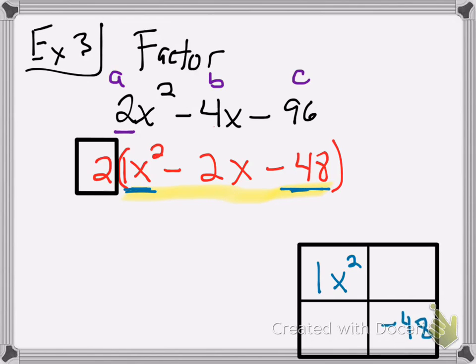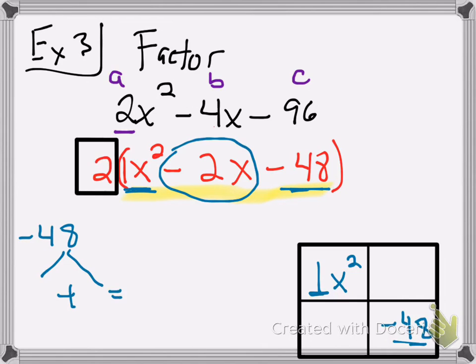So let's do what we do. Let's multiply the 1 and the negative 48. 1 times negative 48 is negative 48. I have a middle term, negative 2x. So I need to find two numbers that add to give me negative 2, and multiply to give me negative 48. Well, 6 times 8 is 48. So I'm going to try negative 8 plus 6. I have a middle term, so put x in the Punnett square and finish it out.